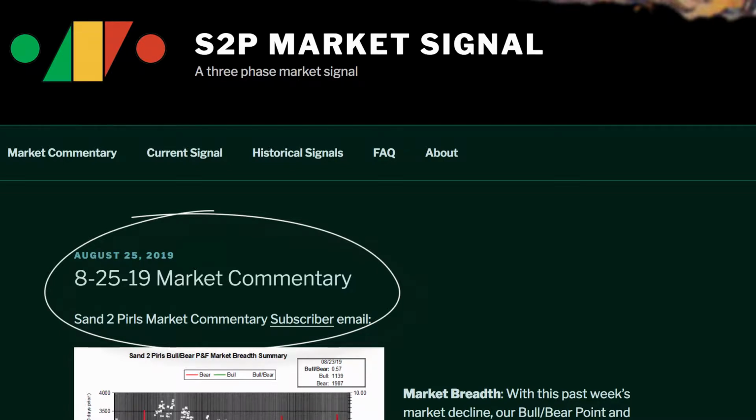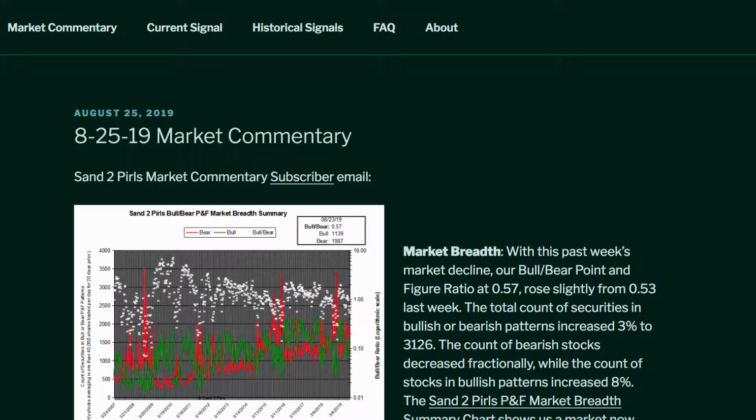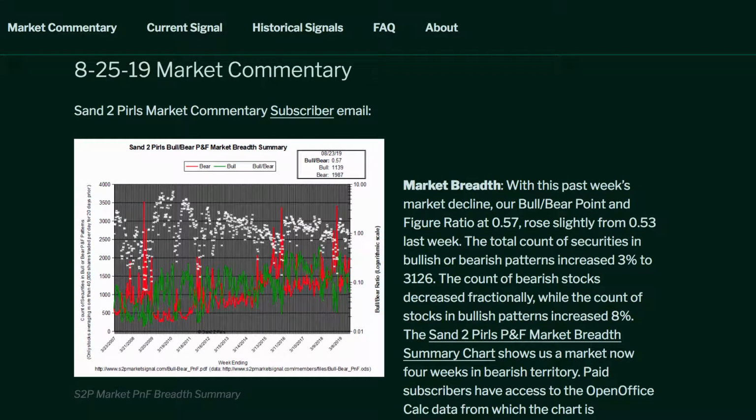Market breadth. With this past week's market decline, our bull-bear point and figure ratio at 0.57 rose slightly from 0.53 last week. The total count of securities in bullish or bearish patterns increased 3% to 3,126. The count of bearish stocks decreased fractionally, while the count of stocks in bullish patterns increased 8%. The Pirls PNF market breadth summary chart shows us a market now 4 weeks in bearish territory.